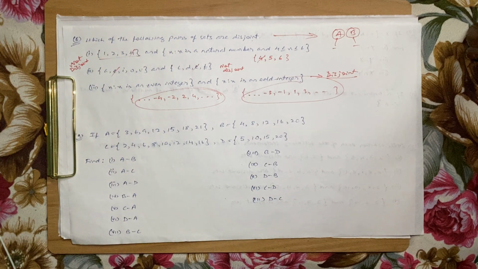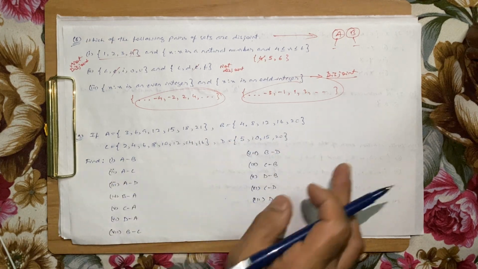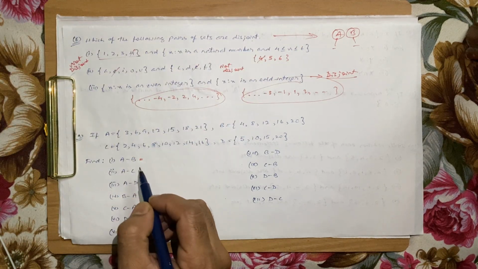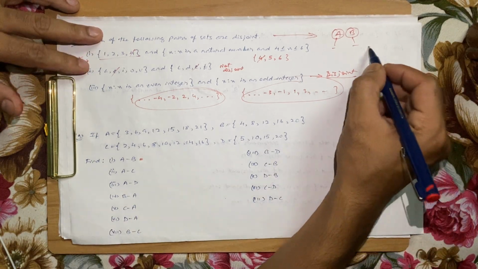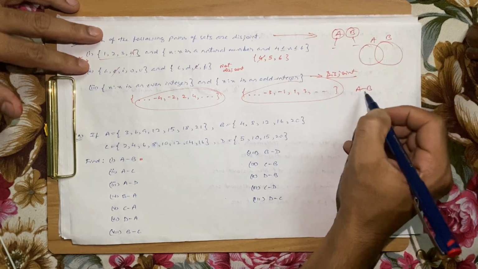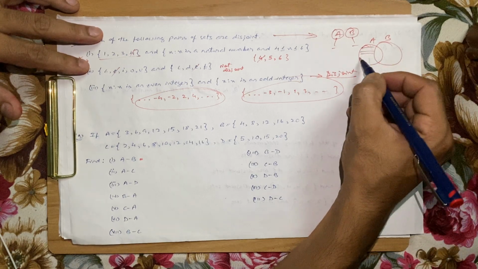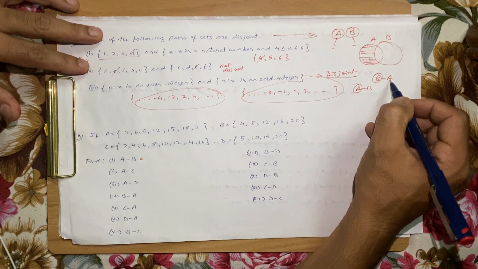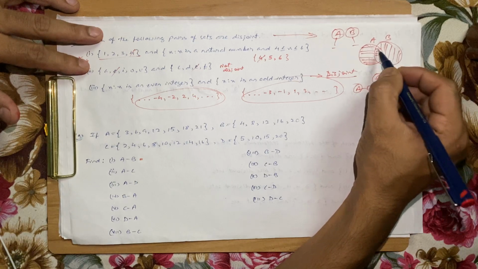Now if A is 3, 6, 9, 12, 15, 18, 21, B is this, C is this, D is this. So all the four sets are given in roster form. We need to find A minus B. So what is A minus B? Difference of sets. Remember in the theory, A minus B means, if there are two sets like this, A and B, A minus B means elements that purely belong to the set A and not to the set B, meaning this region. And what is B minus A? Elements that purely belong to the set B and not to the set A, that means this region. Purely, and this part is a common region, right?